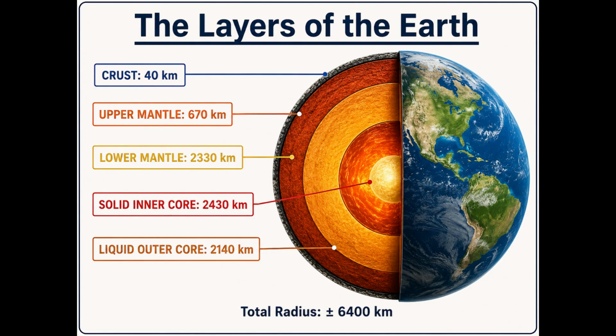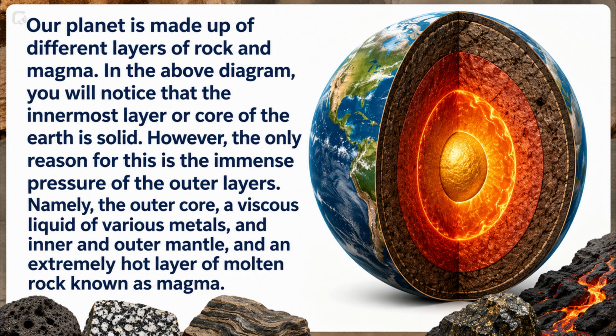Paste the layers of the Earth image in your books and copy the information. Our planet is made up of different layers of rock and magma. In the above diagram, you will notice that the innermost layer or core of the Earth is solid. However, the only reason for this is the immense pressure of the outer layers. Namely, the outer core, a viscous liquid of various metals, and inner and outer mantle, and an extremely hot layer of molten rock known as magma.